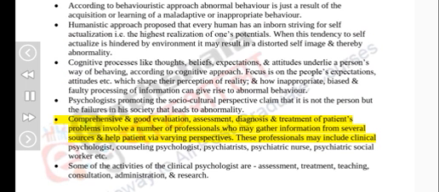Comprehensive and good evaluation, assessment, diagnosis and treatment of patients' problems involve a number of professionals who may gather information from several sources and help the patient via varying perspectives. These professionals may include clinical psychologist, counseling psychologist, psychiatrists, psychiatric nurse, psychiatric social worker, etc. Some of the activities of the clinical psychologist are assessment, treatment, teaching, consultation, administration, and research.